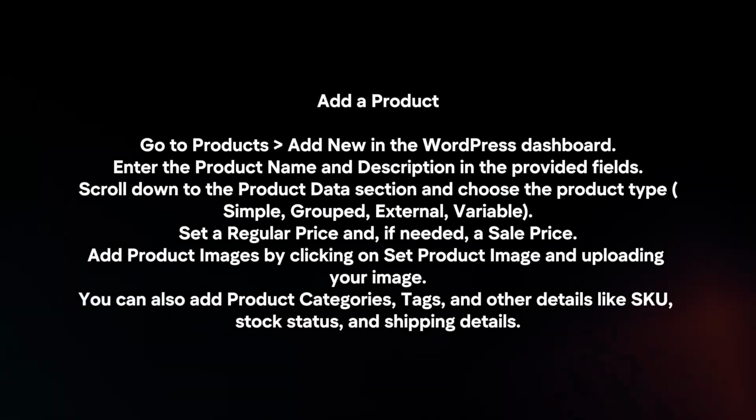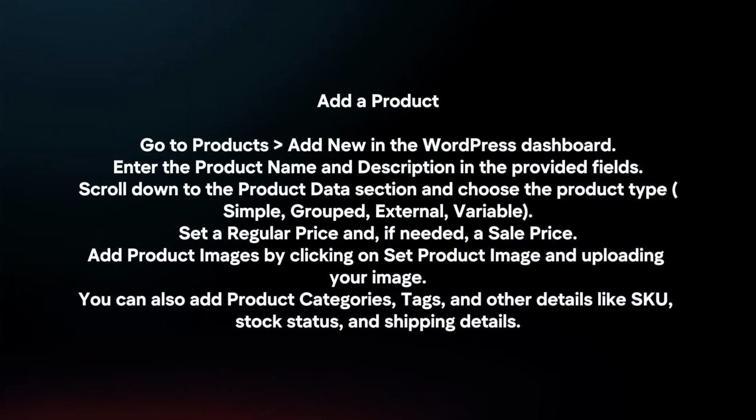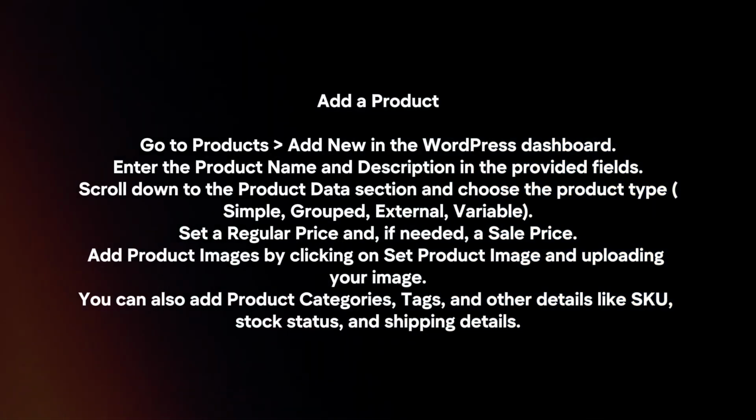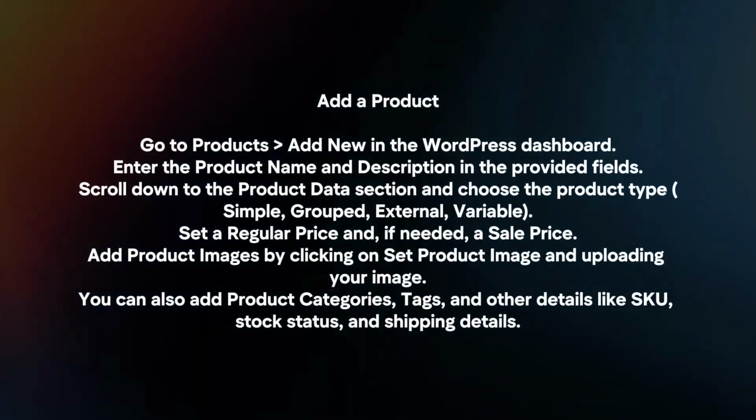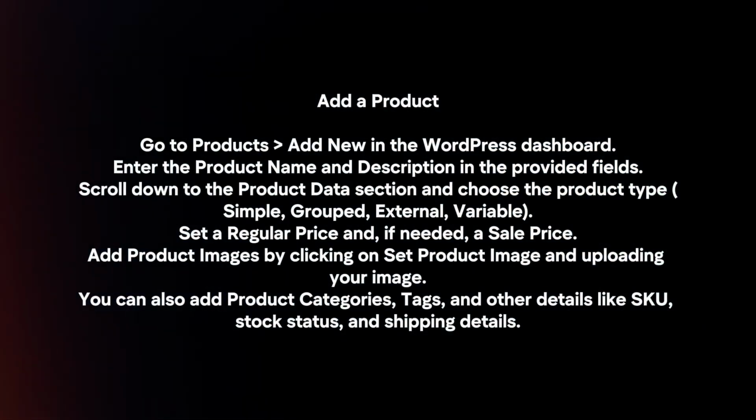Add the product. Go to Products, Add New in the WordPress dashboard. Enter the product name and description in the provided fields. Scroll down to the product data section and choose the product type. Set a regular price and, if needed, a sale price.